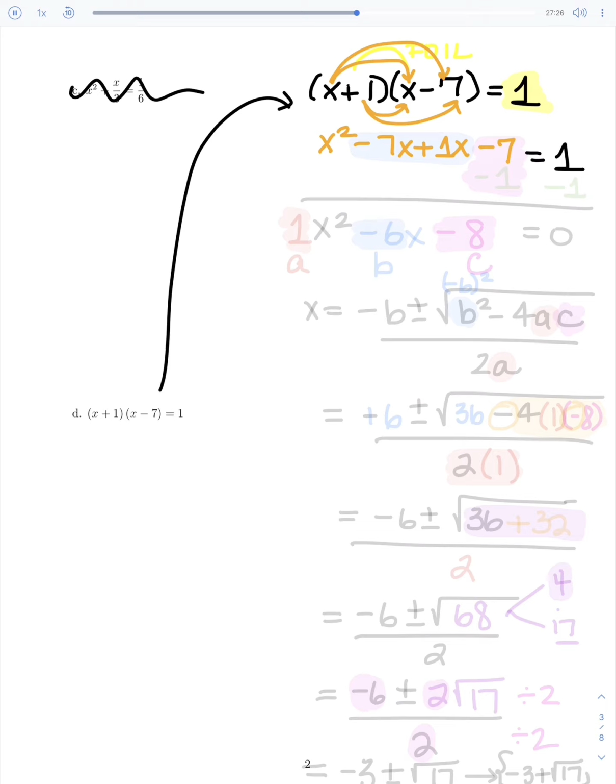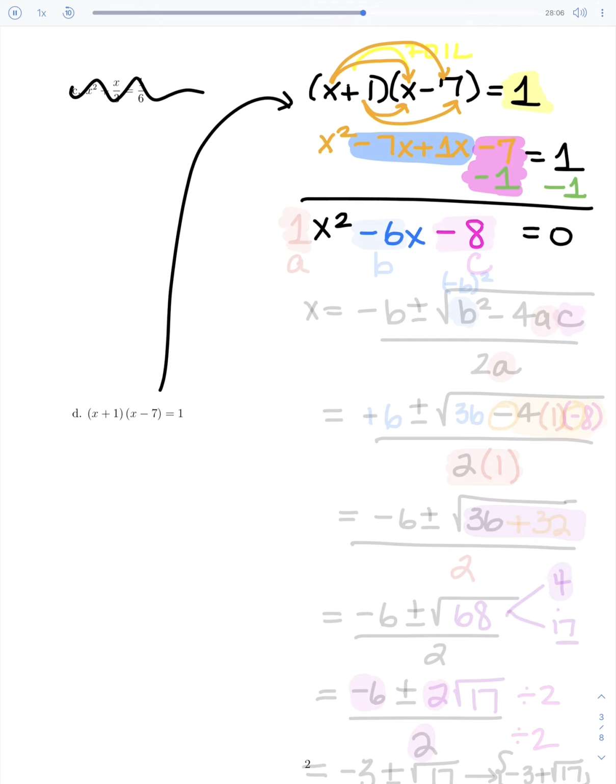But we would want it to equal 0. So we can move that 1 over by subtracting a 1 on both sides. Let's see where we're at now. That gives us an x squared and now a 0 on the other side. Now I can combine my like terms. I have a negative 7x and a positive 1x. When added up, that will give me a negative 6x. I also have a negative 7 and a negative 1, which will now give me negative 8.